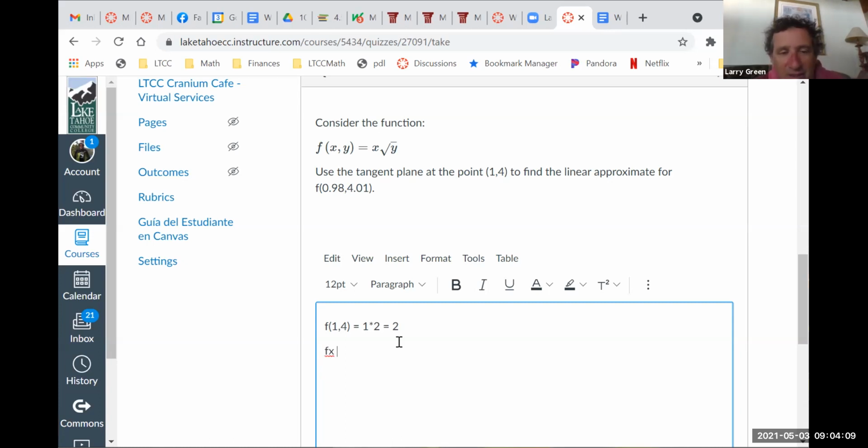How about fx? What's fx equal to? That's really easy. Yeah, square root of y, because it's just x times the constant, and that's just the constant, square root of y. And that, by the way, is we need fx of (1, 4). And that is equal to the square root of 4, which is 2.